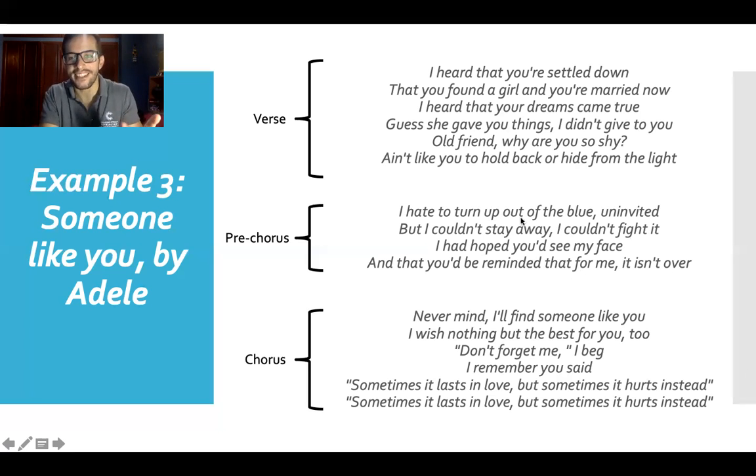Okay, so it's trying to set up that chorus. You're telling the person, I'm not over you, but in the end, you know what? I will be over, and I will find someone like you. Okay, so that is how the pre-chorus is setting up. And as you can see in all three examples, the pre-chorus is shorter than both the verse and the chorus. Okay, so when you write your pre-chorus, write it like that. Shorter than both the verse and the chorus.